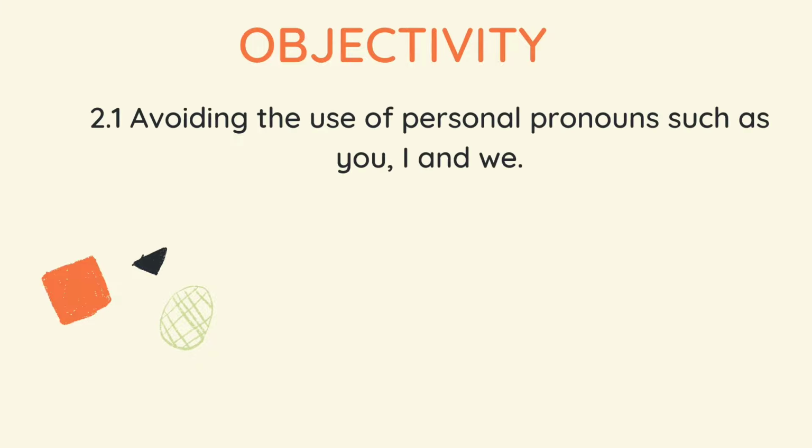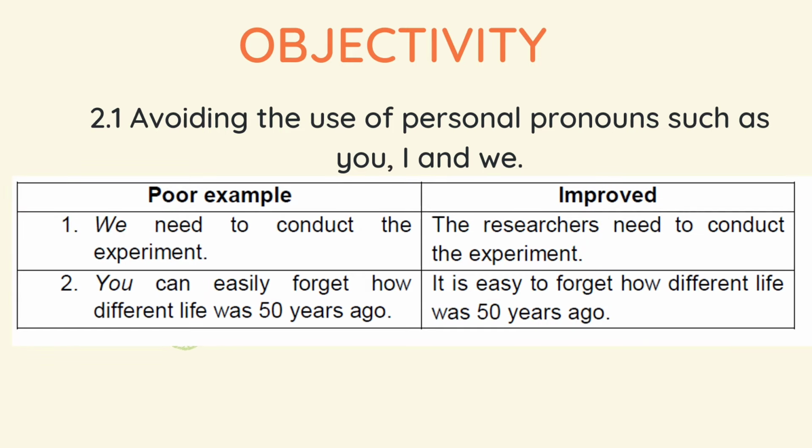First, you have to avoid the use of personal pronouns such as you, I, and we. For example, we need to conduct the experiment, or you can easily forget how different life was 50 years ago. The improved version of this: the researchers need to conduct the experiment, and it is easy to forget how different life was 50 years ago.